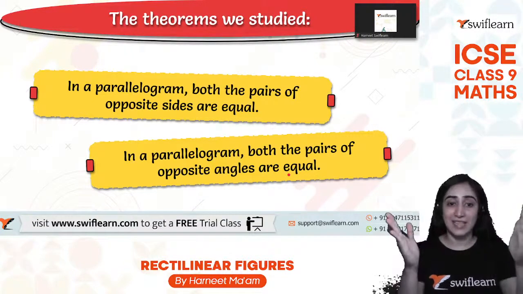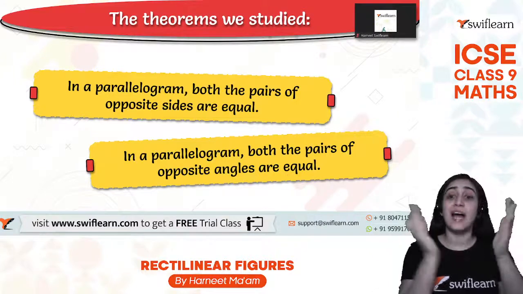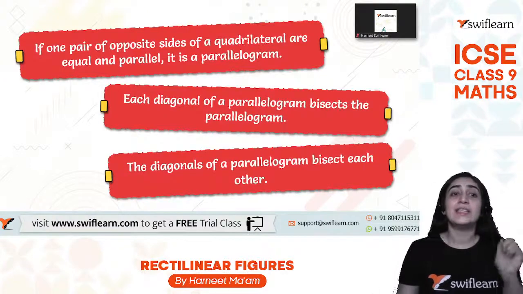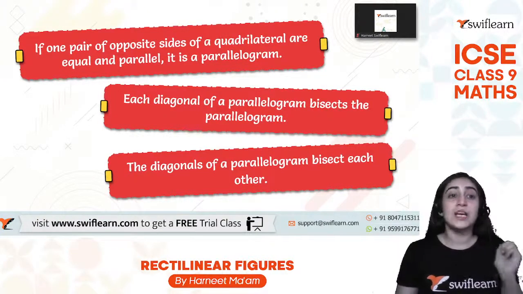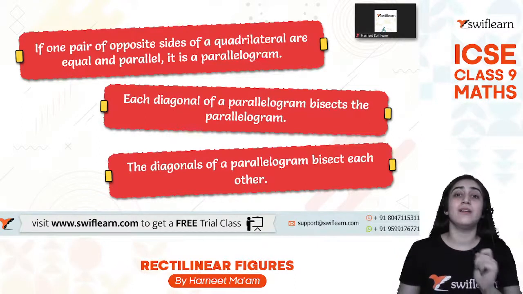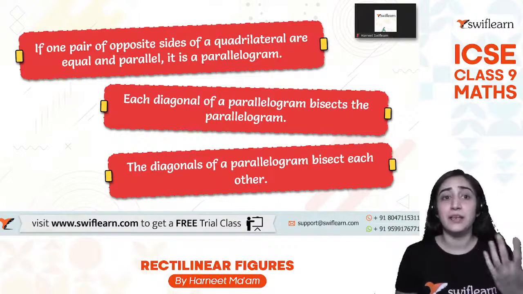So opposite sides of a parallelogram are parallel and equal. The opposite angles are also equal. So this is how we were able to evaluate. The third thing that we learned was that if one pair of opposite sides of a quadrilateral is equal and parallel, it is called a parallelogram. So if one pair is equal and parallel, we come into the category of parallelogram.